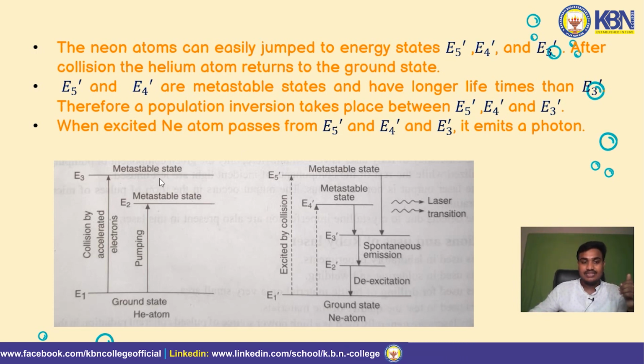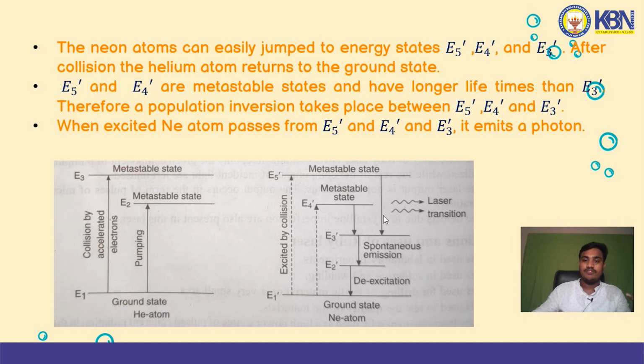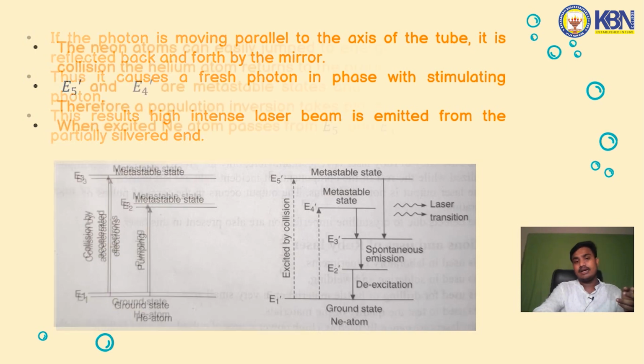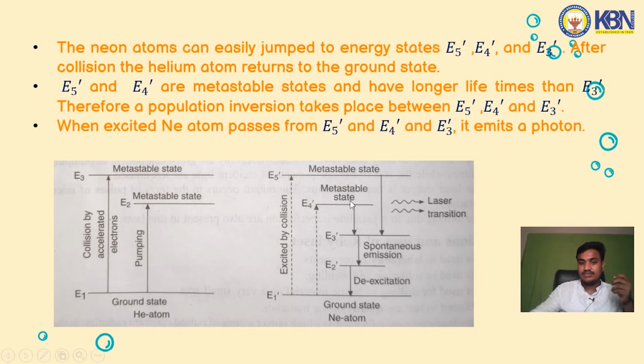The helium atoms transfer their energy to the neon atoms, and the atoms then come down to the ground state. As I said, E4 dash and E5 dash are metastable states. The E5 and E4 transitions are responsible for the lasing action. The E4 to E3 transition will also have a lasing action, but with a minute wavelength. The E5 dash to E3 dash transition is the one responsible for the laser output, that is, the laser beam.